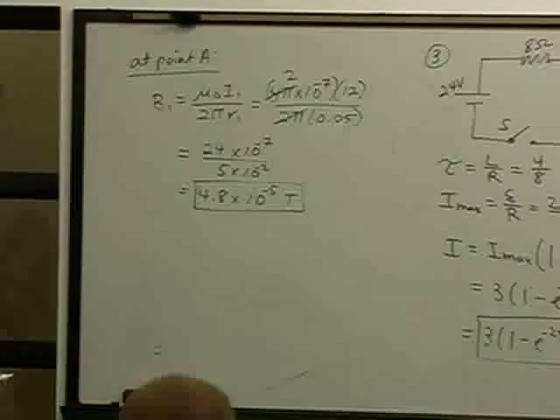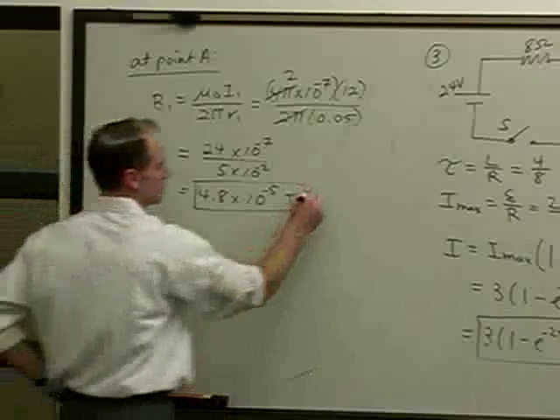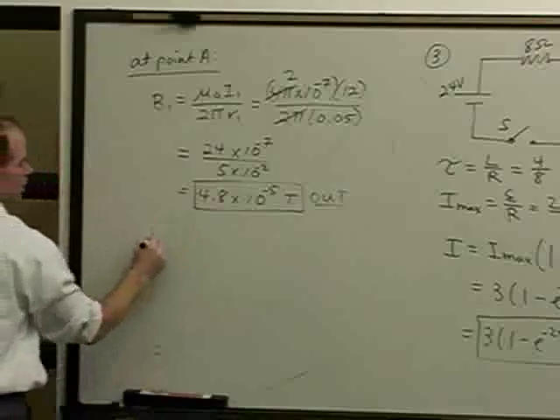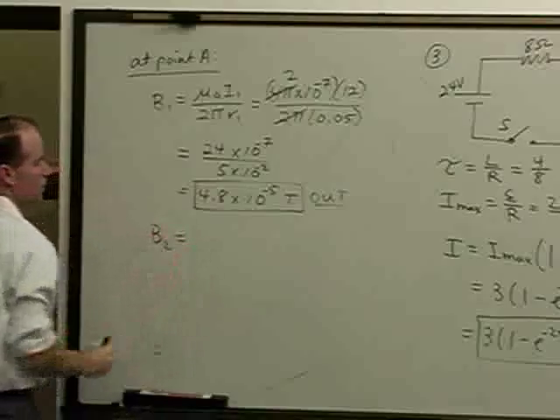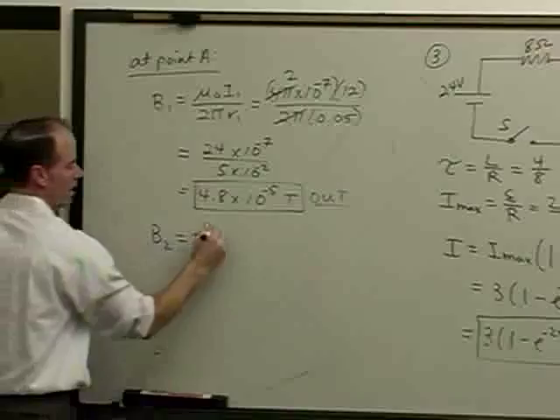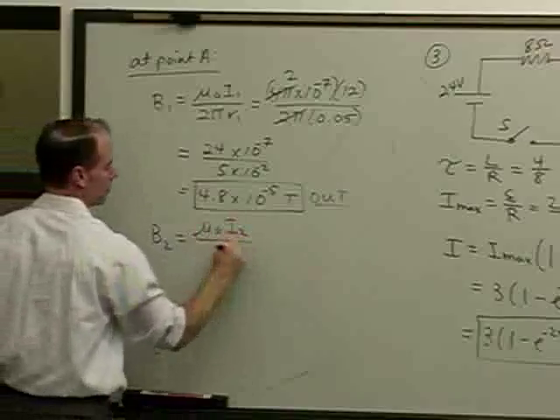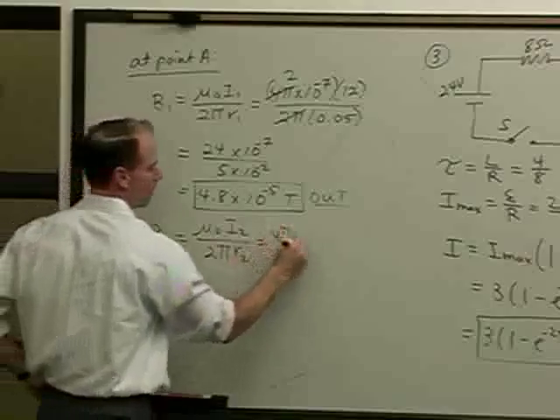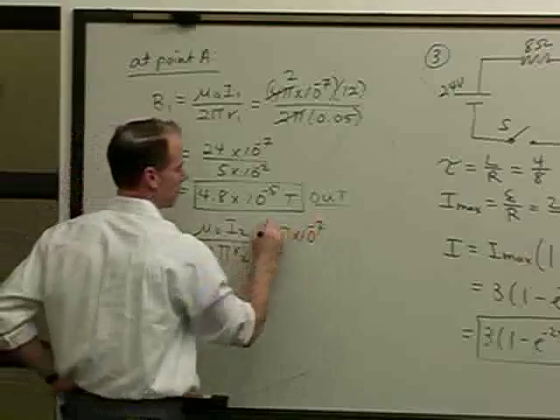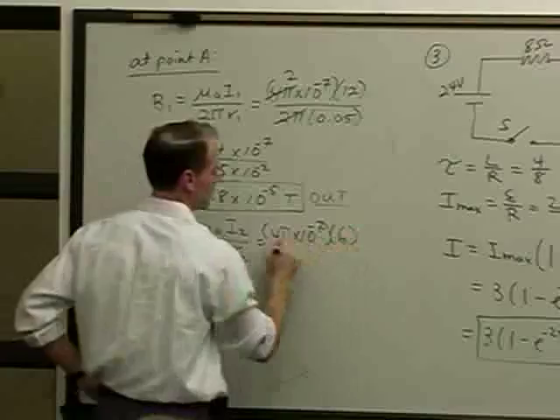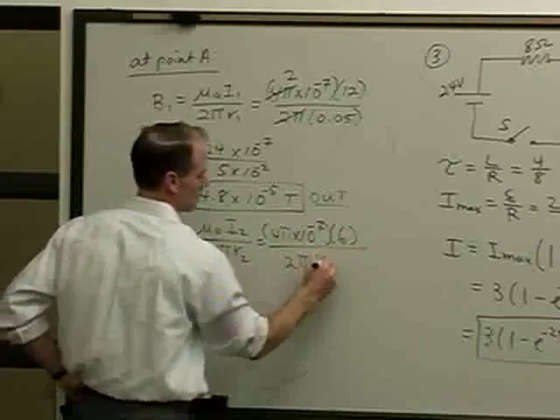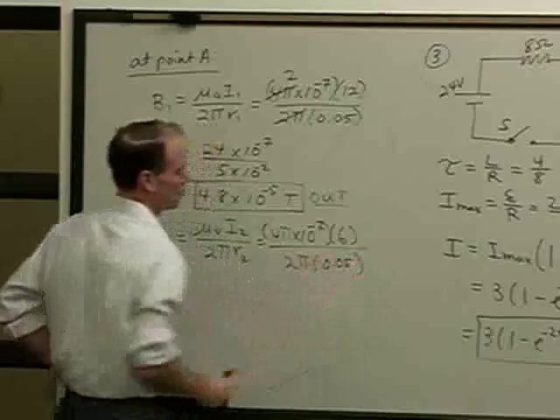And that would be out of the page. If we look at the other magnetic field, same sort of thing, mu naught current 2 over 2 pi R2. So this is 4 pi times 10 minus 7 times 6 amps over 2 pi. We're still the same distance away at 0.5.